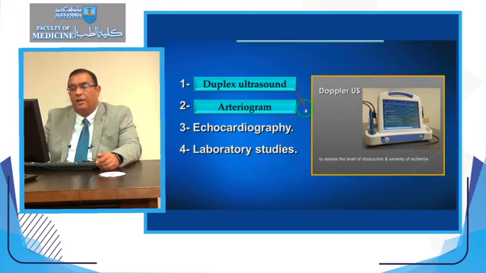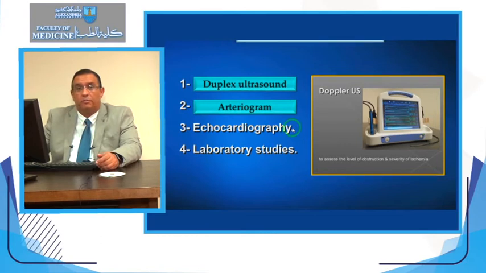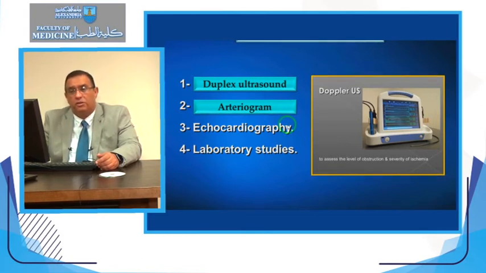Second is the arteriogram. Sometimes we need an arteriogram for diagnosis, if it is associated with atherosclerosis, or if we want to know more about the underlying disease. Echocardiography is for the cardiac condition of the patient, because most of those patients have a cardiac problem like atrial fibrillation and so on.